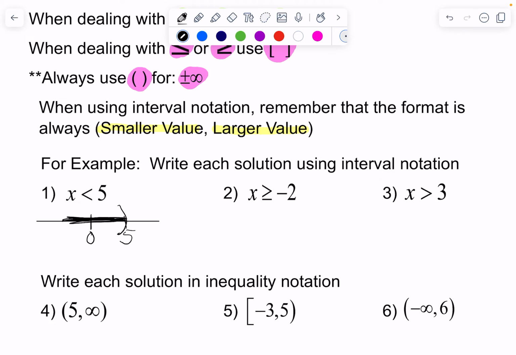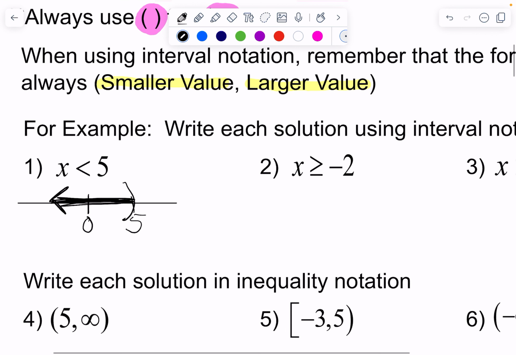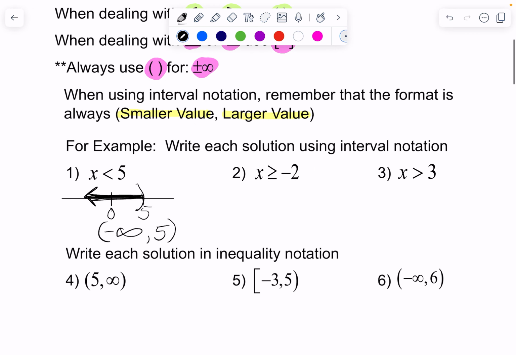Now the good news, you may say, oh, we got to do so much work. It's actually a lot easier to do it this way because now we know that we're going to the left forever, which indicates my negative infinity. That is my smallest value. And we're running that graph all the way to the 5, which is the greatest value. And guess what? You're done. That's my interval notation.